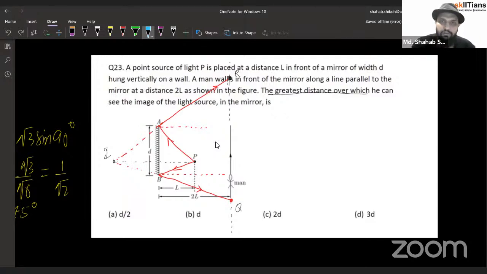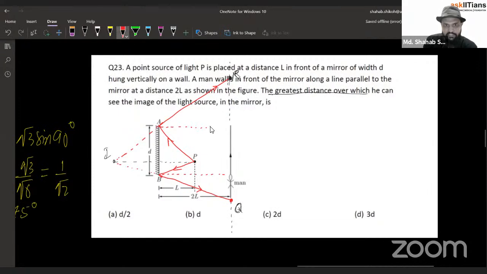How to draw the field of view? From the object, take two rays at the two ends of the mirror. Then this region or space you get is called the field of view. So if the observer is in this view, he will be able to see the image, otherwise not. That's why the first time he sees the image is when the observer is here at Q, and the last time is when he is at R. Now we have to find this distance QR. This is the greatest distance.